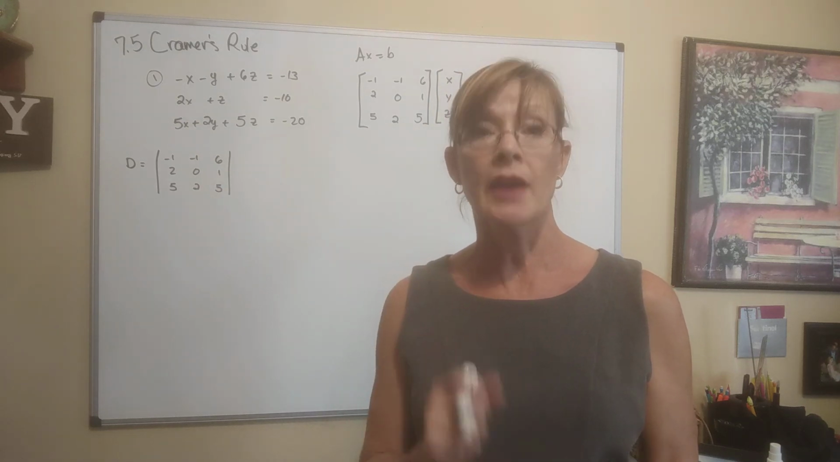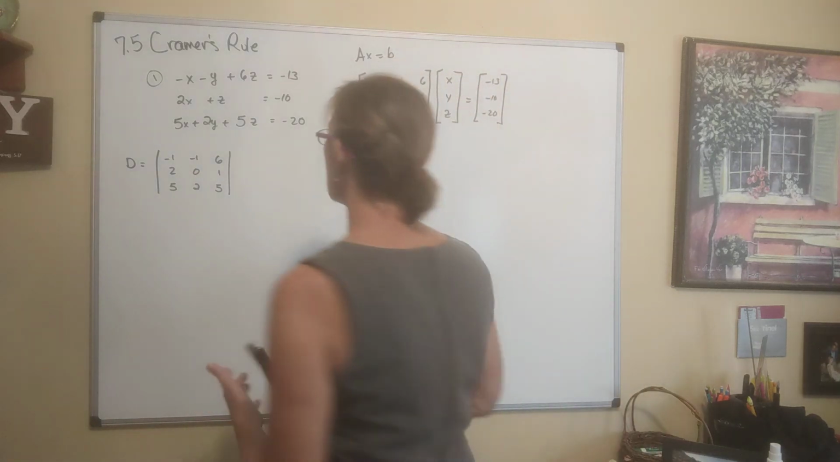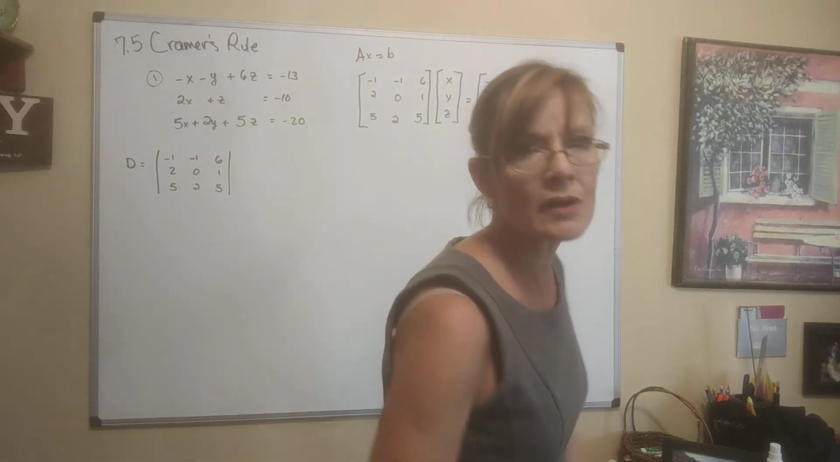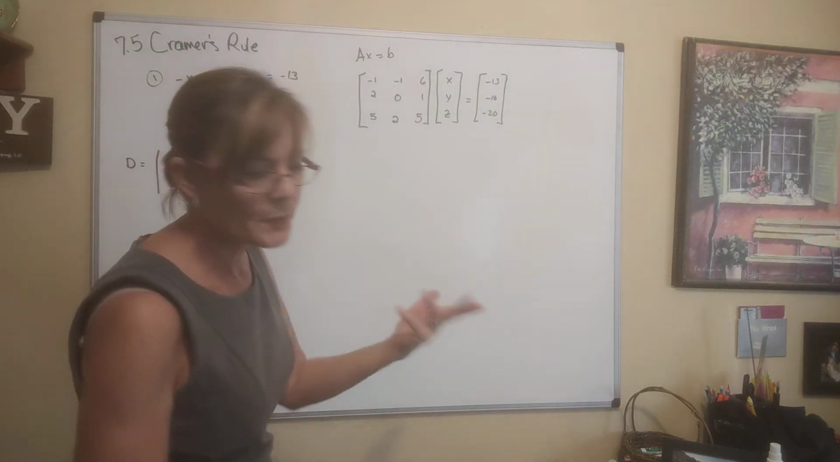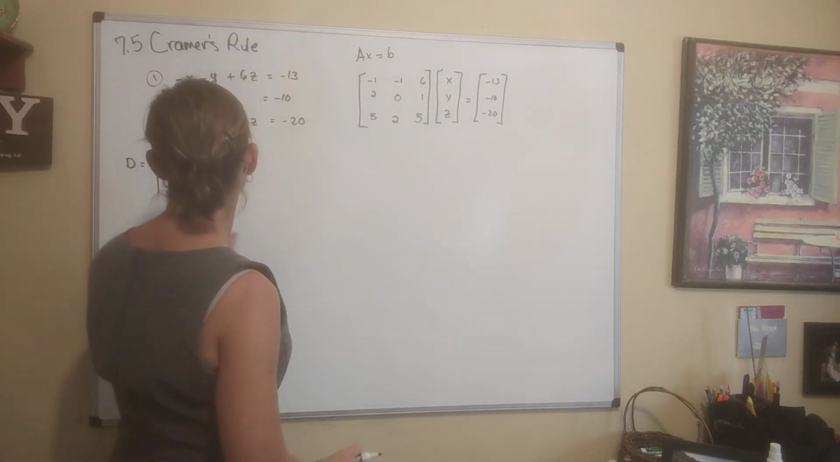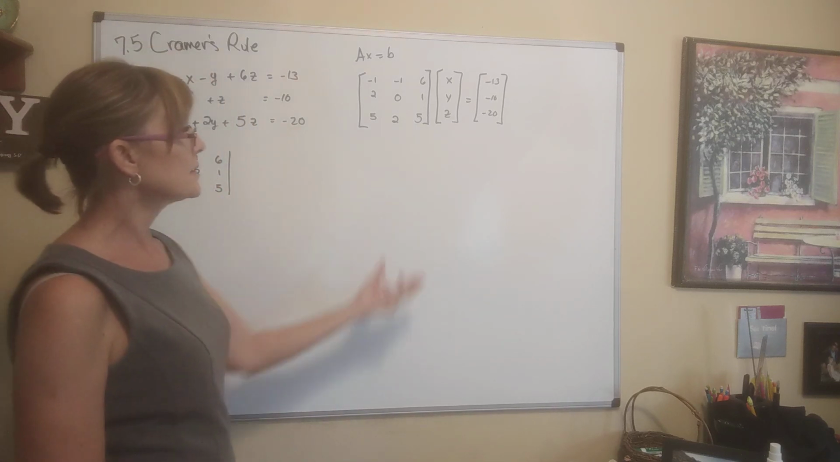That's how you can use your calculator for that, and you are allowed to do that for a 3 by 3. I might not do that because I don't think it's so hard to find the determinant by hand, so I might just do it by hand, but you are allowed to use your calculator. Okay, find the determinant of this guy. Now, what is the D sub X and the D sub Y?